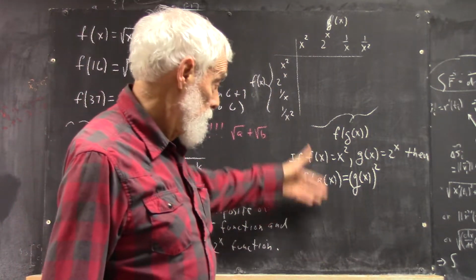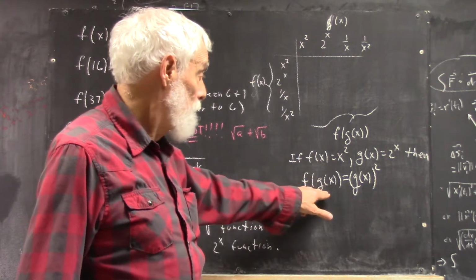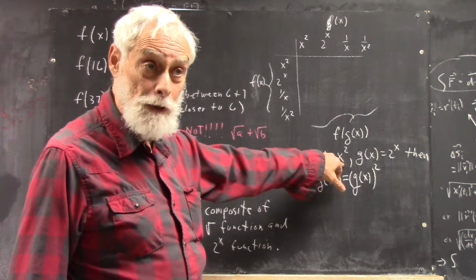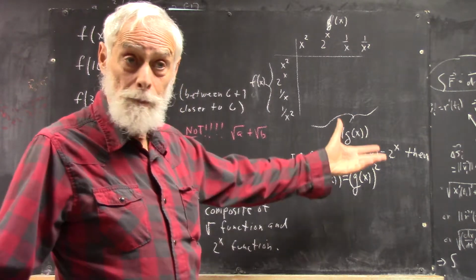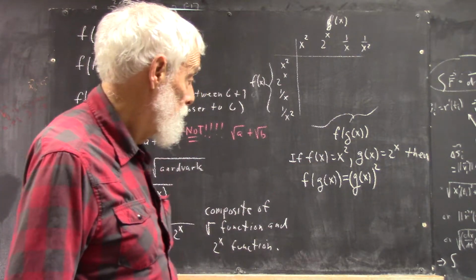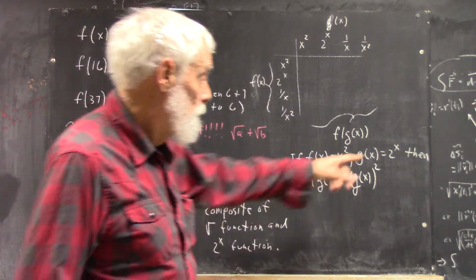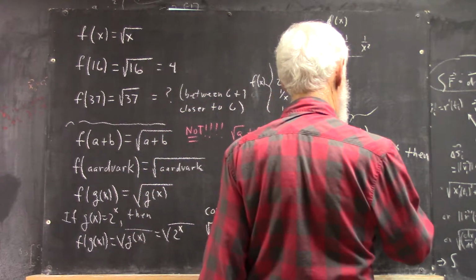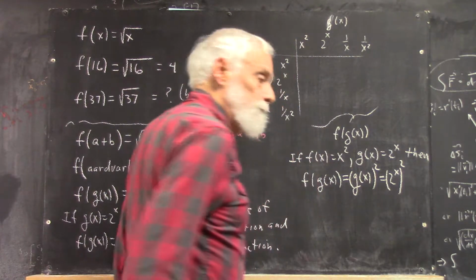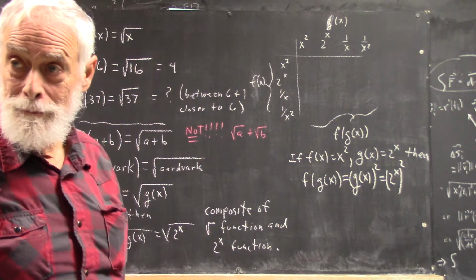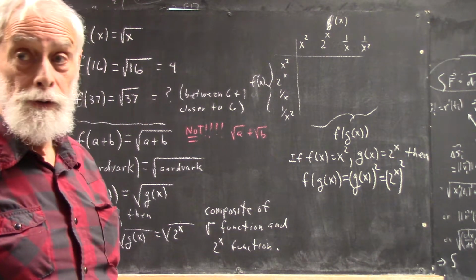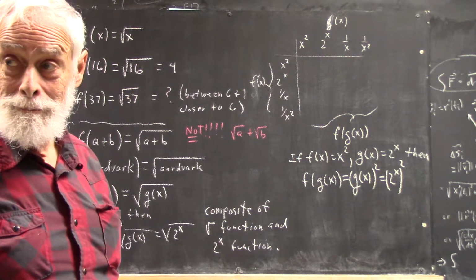So all we've done is we just said, okay, now this x is now g of x, so this x had better be g of x, right? Any problem with that? Okay. And what is g of x? Well, it's 2 to the x. Okay. Now we get to what is 2 to the x, squared.